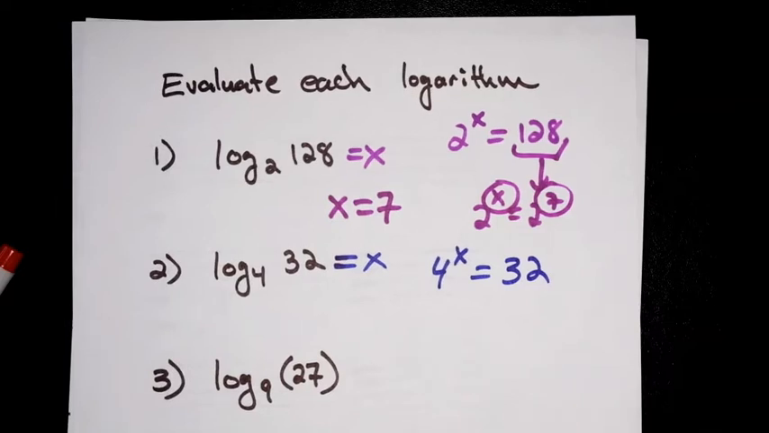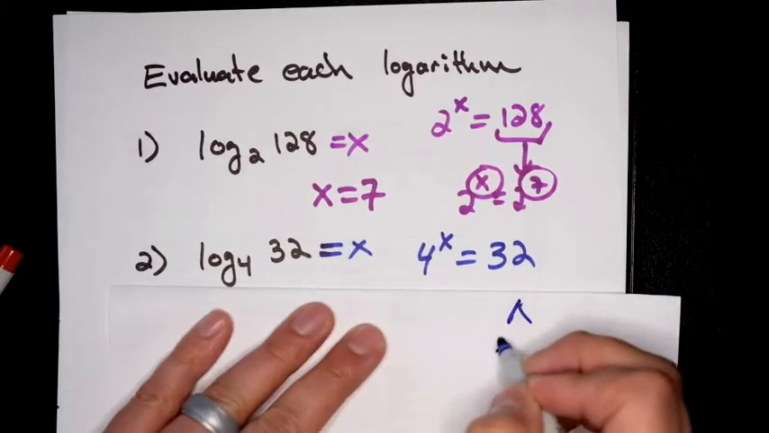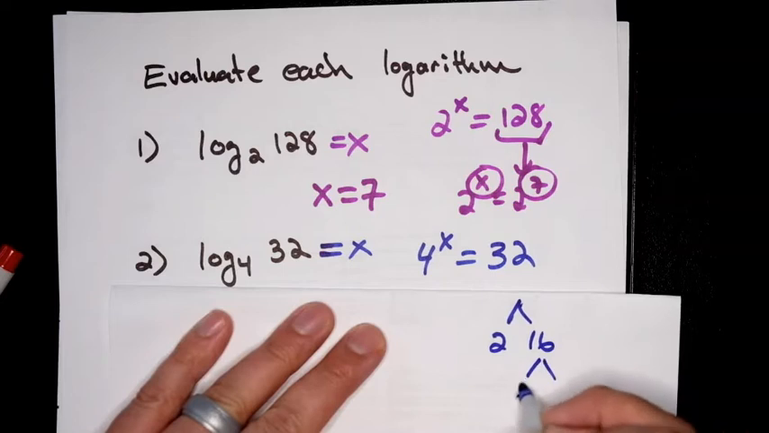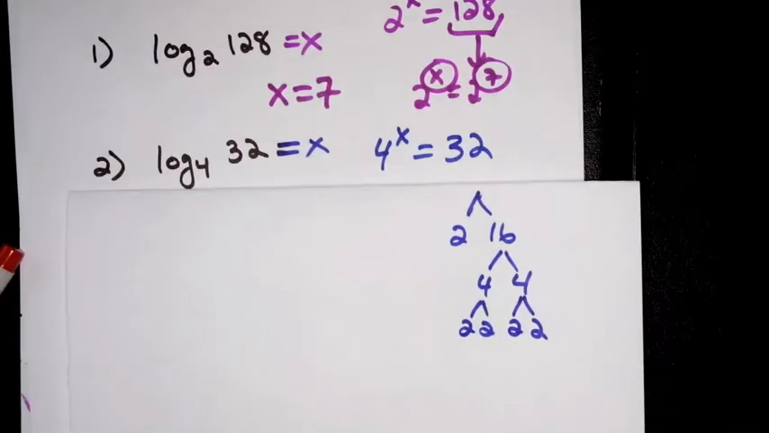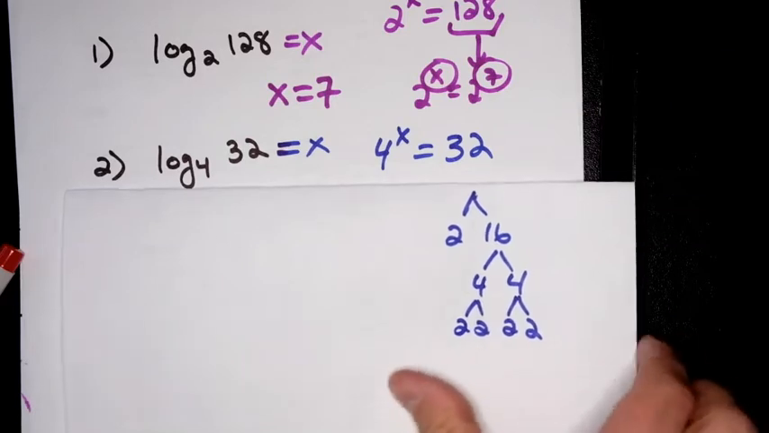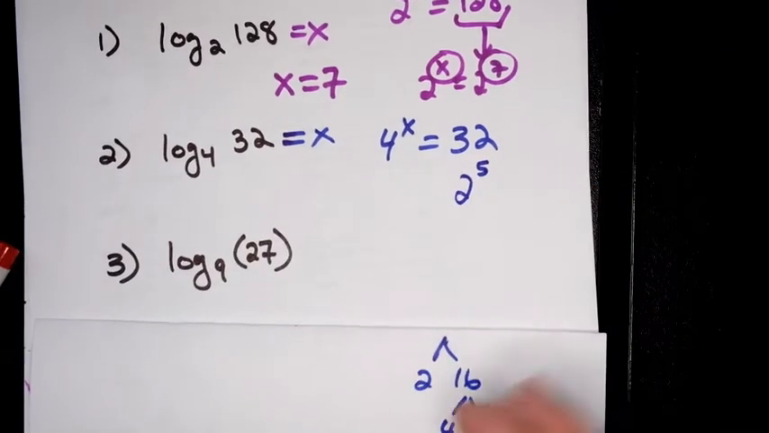And I want to write these so that they are the same base. So if I take this 32, I can break it up into 2 times 16. 16 is 4 times 4. And each 4 breaks up into 2 times 2. And so how many 2's do I have there? I've got a total of 5 2's. So 32 is the same thing as 2 to the 5th power.